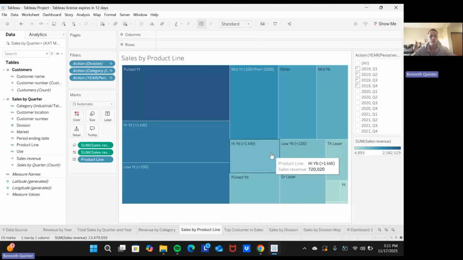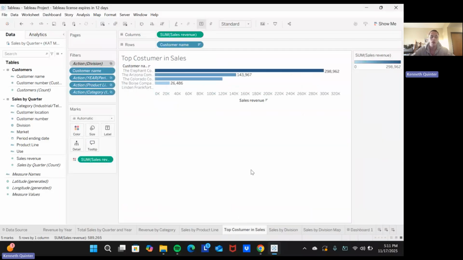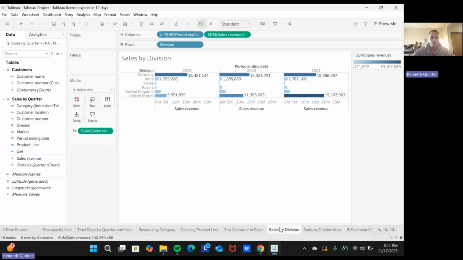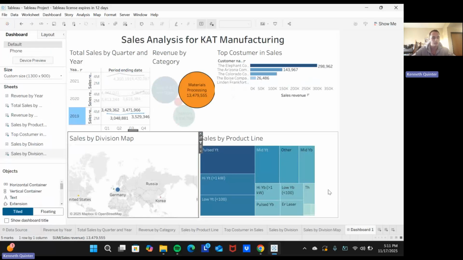In addition, I put together a product line sales chart that shows which product groups contribute the most to overall sales. I followed this with a bar graph highlighting the top purchasing customers, allowing me to see which clients are responsible for the highest sales in different regions. Finally, I created a sales by division chart to show which countries produce the most sales. I also followed this with a map that gives a clear visual representation of the information displayed earlier in the bar graph. All of these worksheets work together to form a comprehensive sales analysis dashboard.